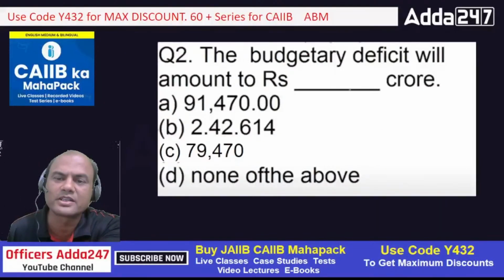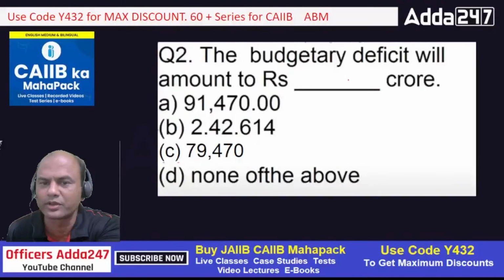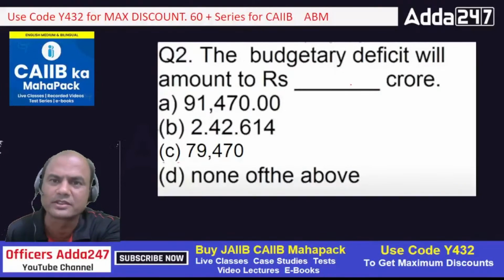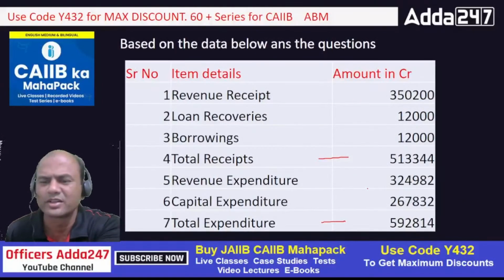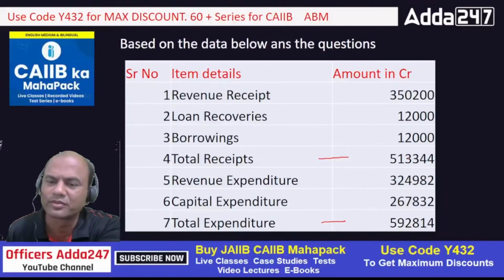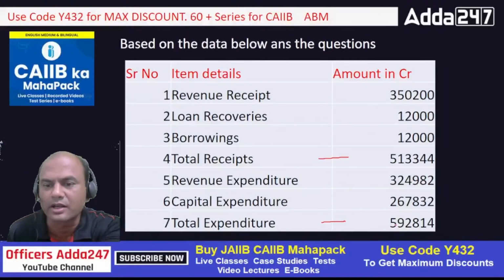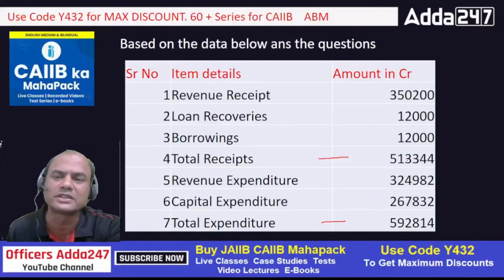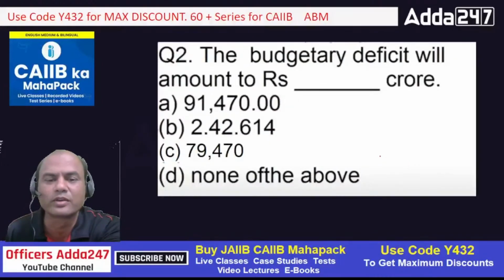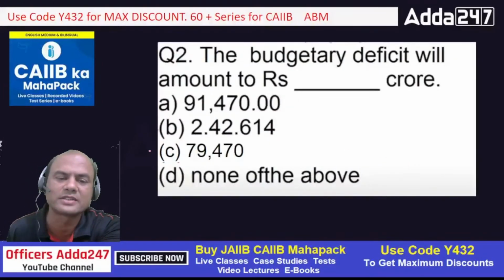The budgetary deficit is what? Once you have understood that it's a deficit, find the deficit. It is 592 minus 513. What will be the answer roughly? 92 here. You don't have to go into the last figures, 344, 814, because in the exam we don't have time. So do the first trick: 592 minus 513. What is the difference? 92 minus 13 is 79. 79 something. Look at the answer options: see this, 79 is there.